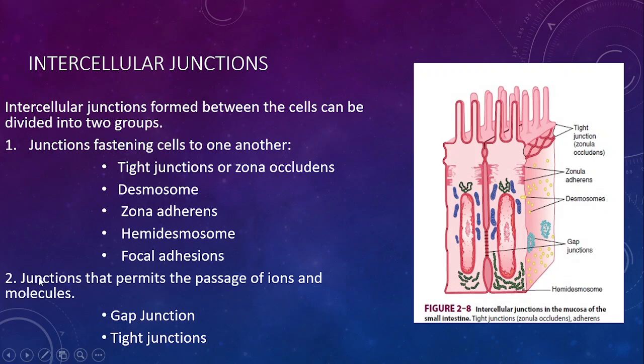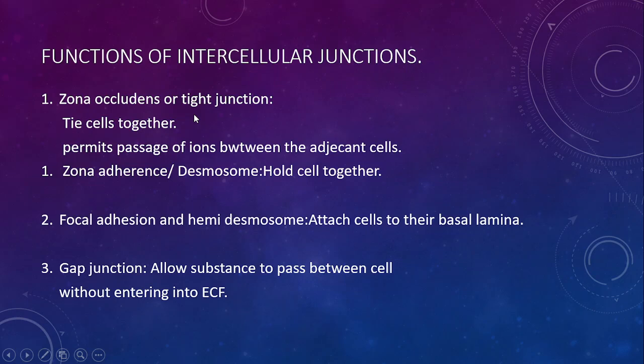The second type of junctions helps the passage of ions from one cell to another, like gap junctions. In tight junctions, resistance is high. In gap junctions, resistance is low. That's why it's called a gap junction, and that's why it's called a tight junction. The functions of intercellular junctions are described in this slide. They attach cells to one another and allow passage of ions.